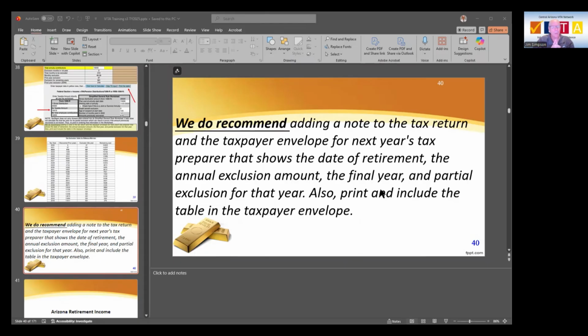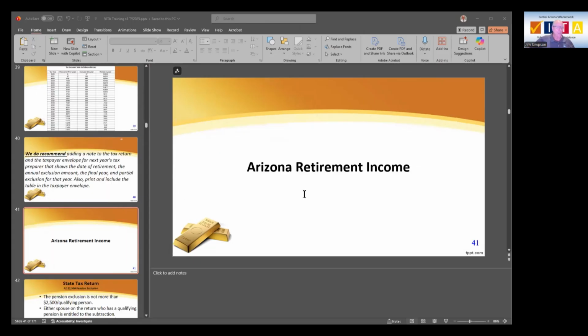So go in and put a note in the tax return that tells next year's preparer the date of retirement, the annual exclusion amount, the final year, and the partial exclusion for that year. That way, when we pull up the return next year, that note will be there and we know right away how to handle it. Okay. So that was retirement income for the federal return.